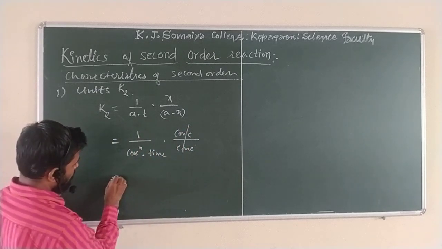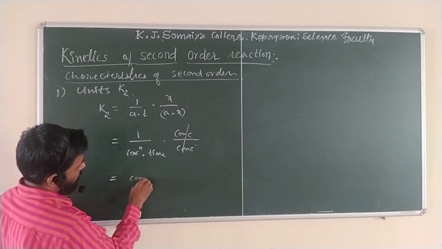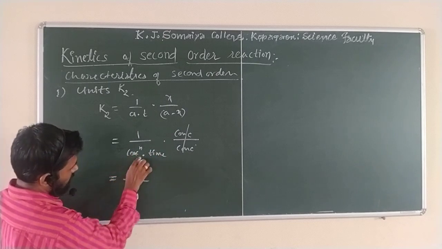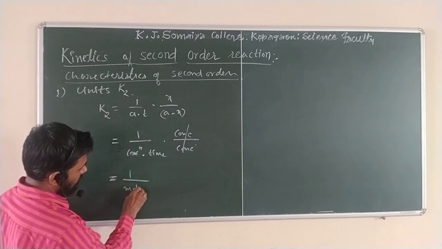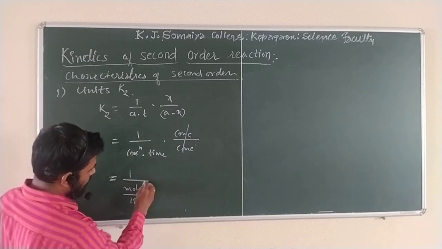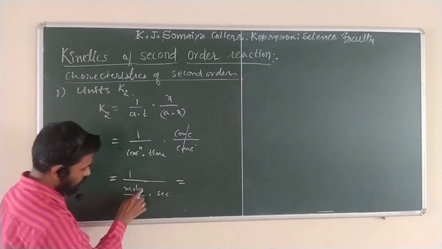Therefore, here we can write it directly in terms of concentration. How can we express it? Concentration can be expressed in moles per liter. Now how can time be expressed? Time can be expressed in terms of seconds. So it can be written as moles upon liter.